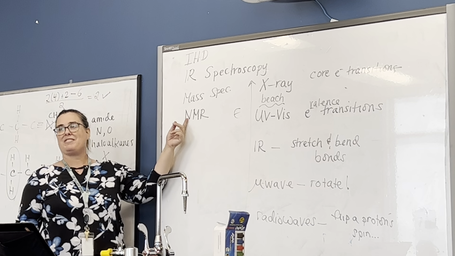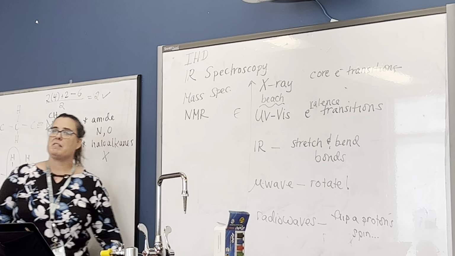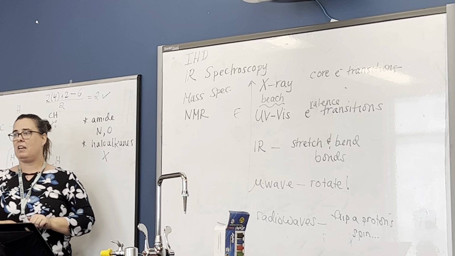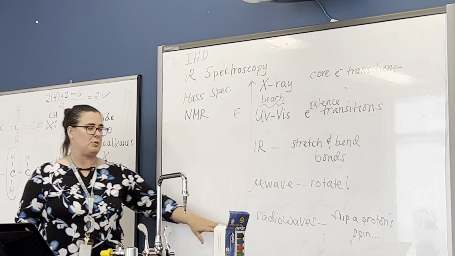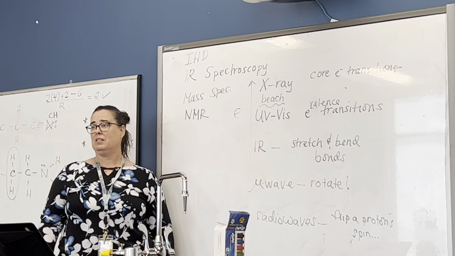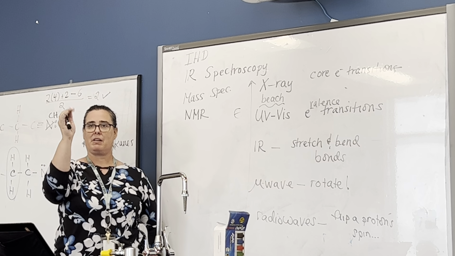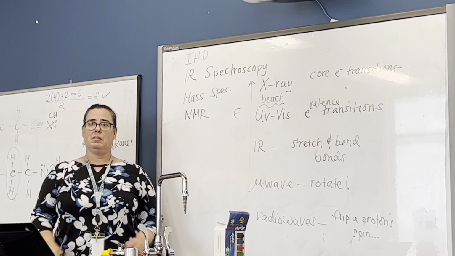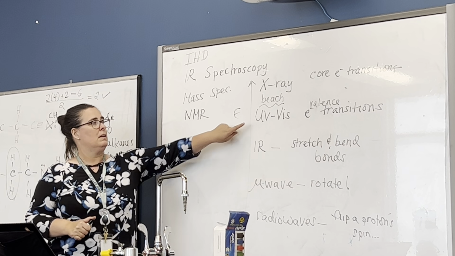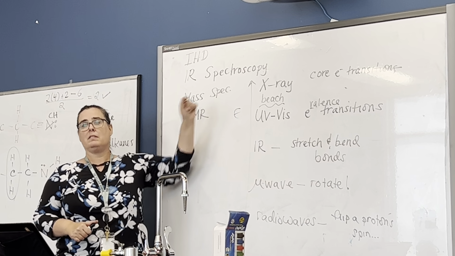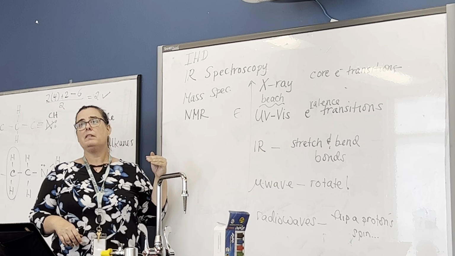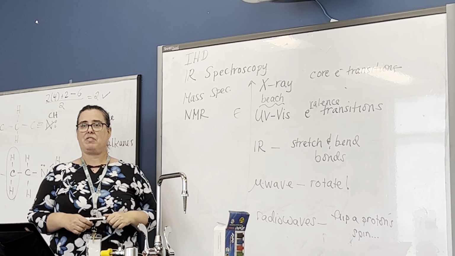But radio waves are going to be what we use in NMR. NMR is a fantastically safe technique because the energy that you're being exposed to is extremely low. So you can have as many NMRs, MRIs, done to you as you care to. The difference between UV and X-rays is that they both change the electrons, but X-rays change the core electrons, and UV changes the valence electrons.